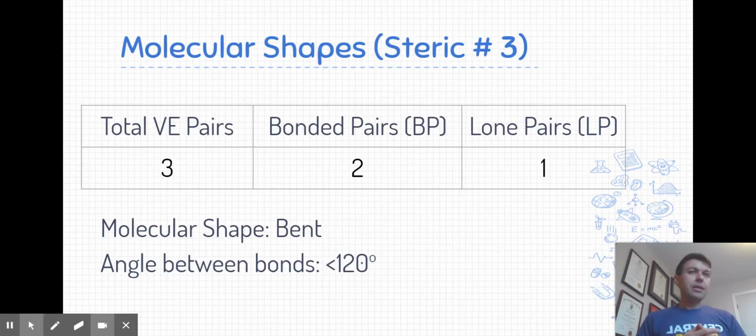If we now take one of those bonded pairs and have a lone pair instead, so still 3 total pairs, but only 2 of them are bonded, we see that the molecule itself forms a bent shape, kind of shaped like a V. The angle between the bonds is going to be slightly less than 120 degrees, and that's because the lone pair is causing more repulsion, pushing the bonds a bit closer together.